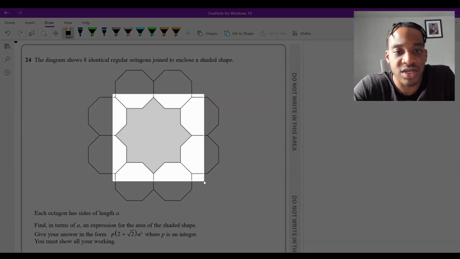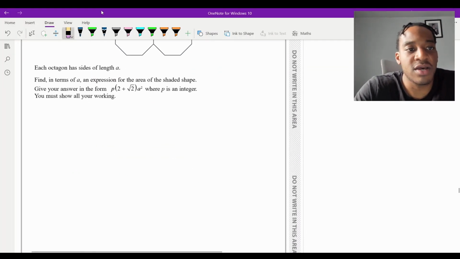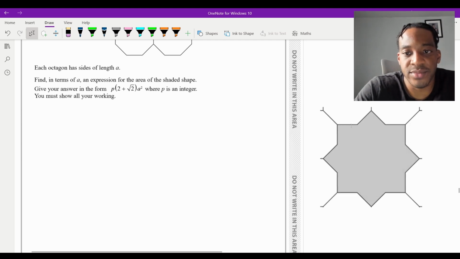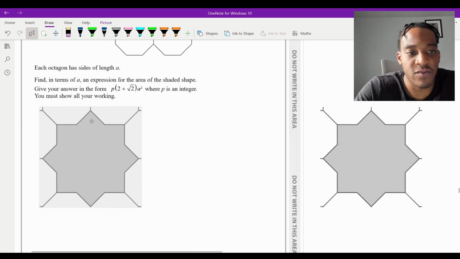So I'm just going to screenshot like this here. Okay, that's fine. So I'm going to screenshot this here. I'm going to put this in. I'm going to say that this is my area here. Okay, so this is the area that we're looking for, right?